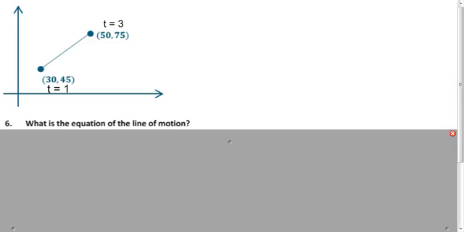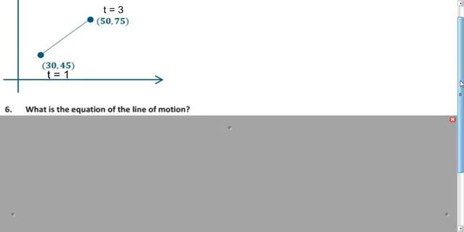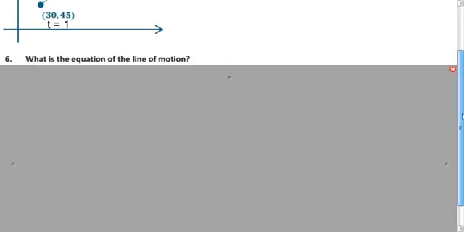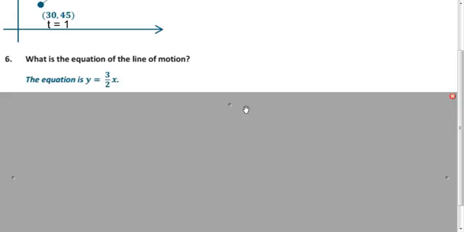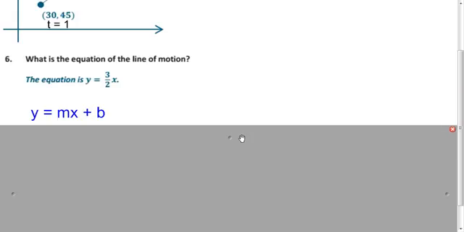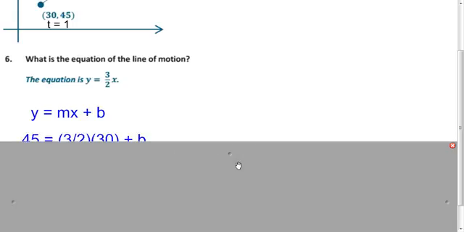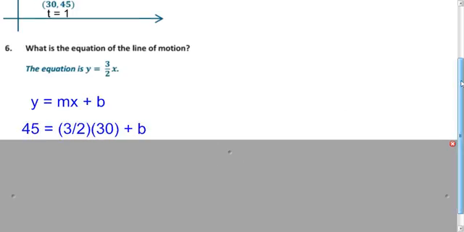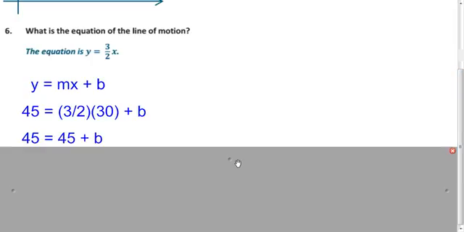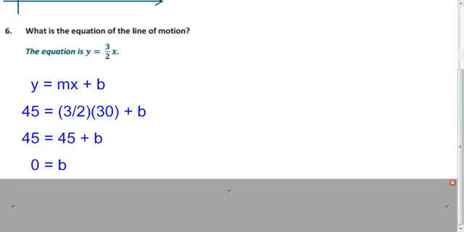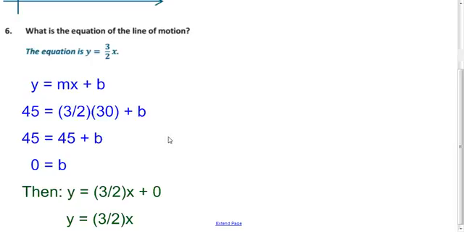So using that information, what's the equation of this line of motion? To do that, I'm going to use slope-intercept form. We're going to need the slope, which we already have, and one of the points. I'm going to use the point with the smaller coordinates. When we do that, you should get y equals 3/2 times x. That means our y-intercept must be 0, but we have to verify that. So here's slope-intercept form. We plug in the point (30, 45), along with our slope of 3/2. And when we solve this, we end up with b equal to 0. So that's how we get that equation: y = 3/2 x.